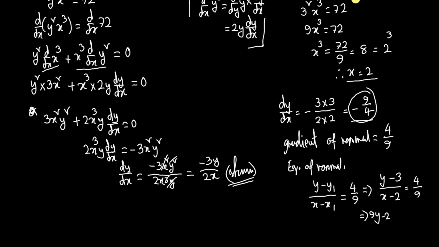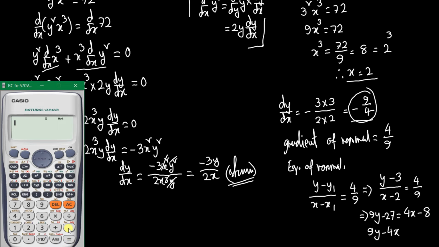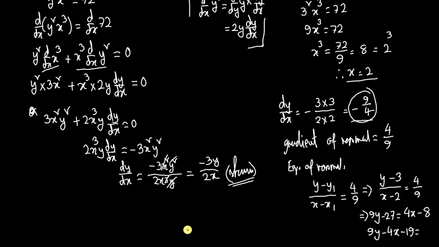9y minus 27 equals 4x minus 8. So our final equation is 9y minus 4x, then minus 27 plus 8. What is the value of minus 27 plus 8? It gives us minus 19. So we can write minus 19 equals 0. This is our equation of the normal for this question, written in linear form.